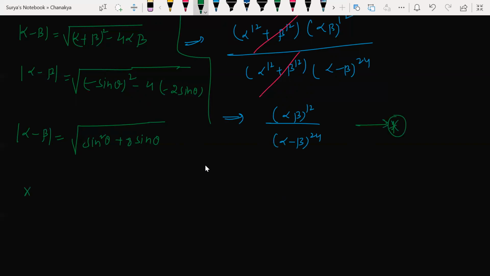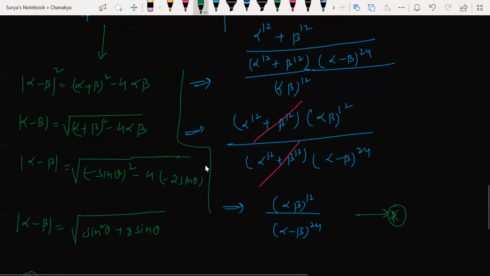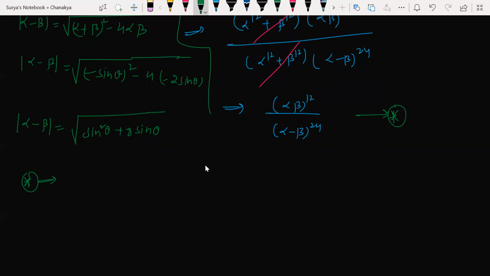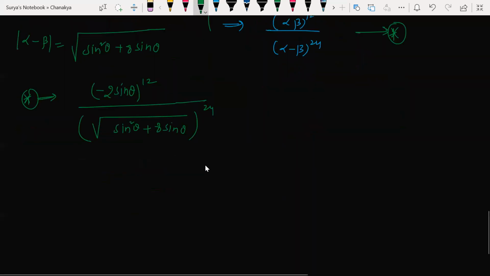So from the star equation, what is alpha beta value here? Minus 2 sine theta whole to the power of 12, whole divided by alpha minus beta. What is alpha minus beta here? Square root of sine square theta plus 8 sine theta, whole to the power of 24. Correct? Whole to the power of 24.